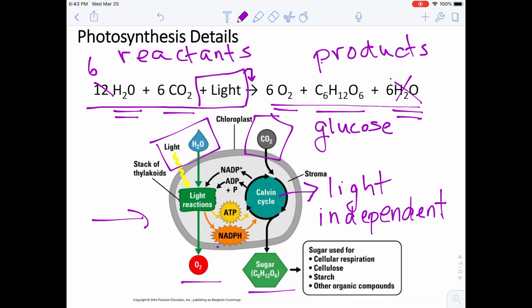Also notice the bridge between everything. You've got those energy sources. ATP is going to be produced in the light reactions along with this thing called NADPH. And then they're going to be used in the Calvin cycle. And then they get reused, hence the cycle idea.